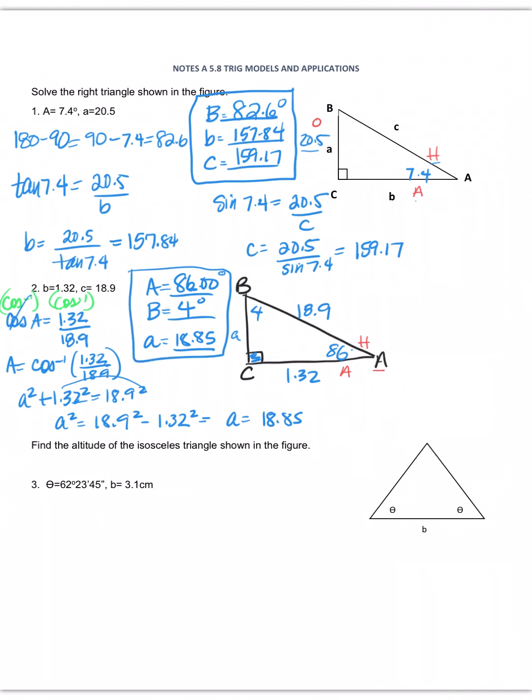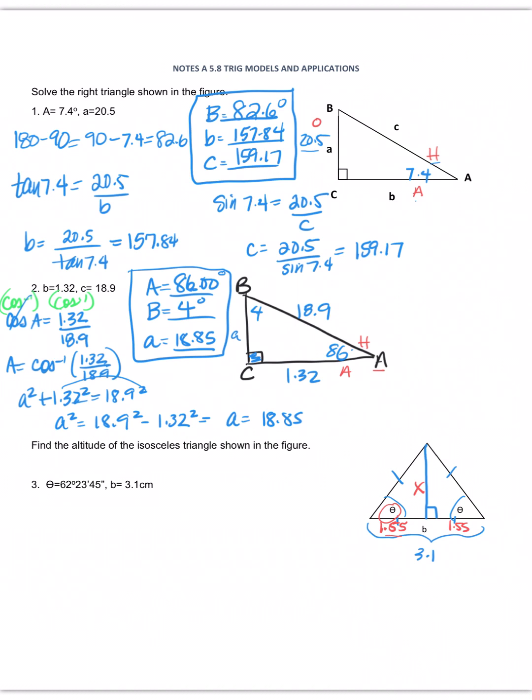Let's look at this last type of question. It says find the altitude of the isosceles triangle shown in the figure. Now, if you remember, isosceles triangle means you have two sides congruent and those two angles are congruent. All right, and to drop an altitude means it's a perpendicular bisector. So it's creating two segments that are the same length. So if I know that all of B is 3.1, I can divide it in half and find the length of this. And when I do, I get 1.55. And I'm looking for the height of the altitude.